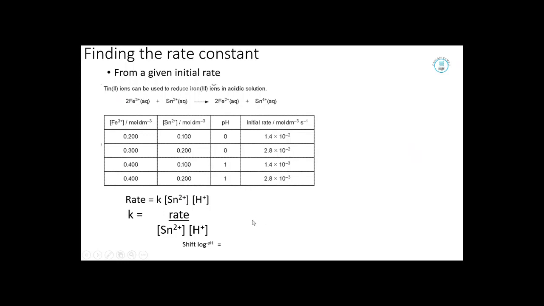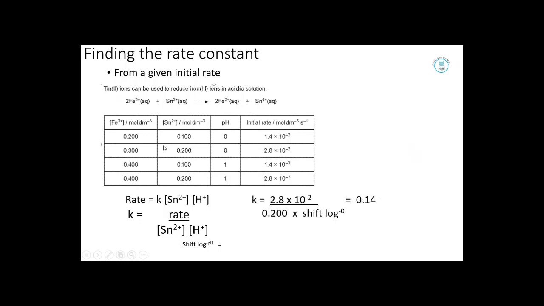And in case you need to, you'd have to work out your H plus. This links back into your topic 3.9. You just do shift log of the pH, minus pH. So I think shift log of minus 0 is 1. And now you can see you've got your rate constant.